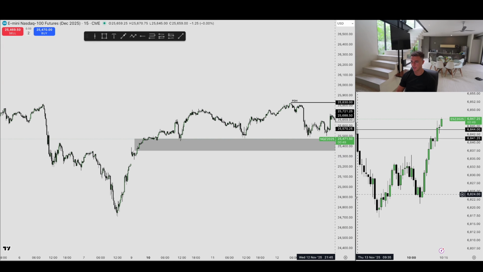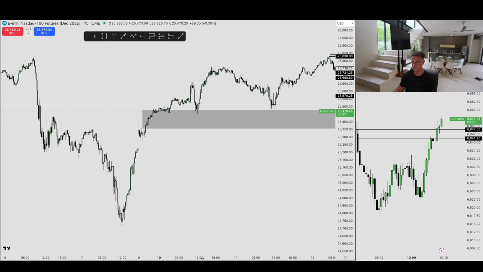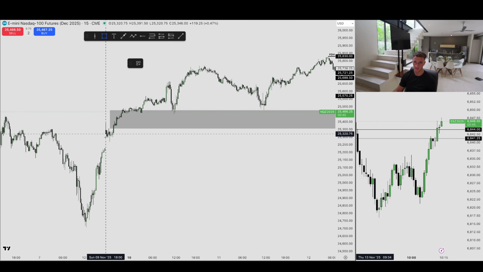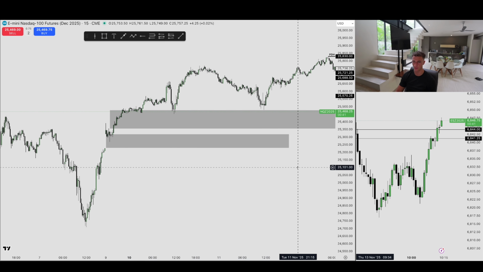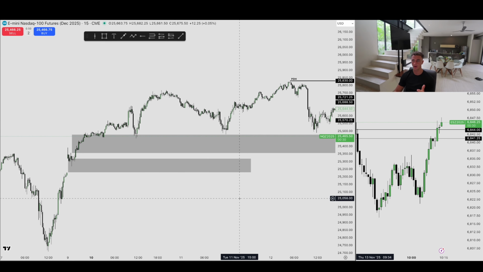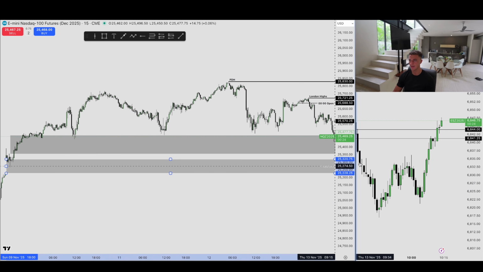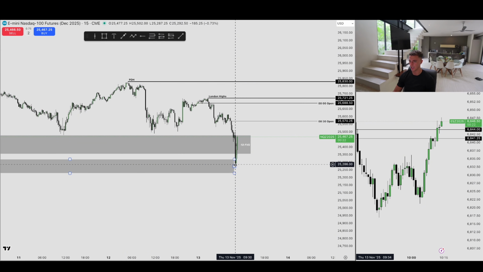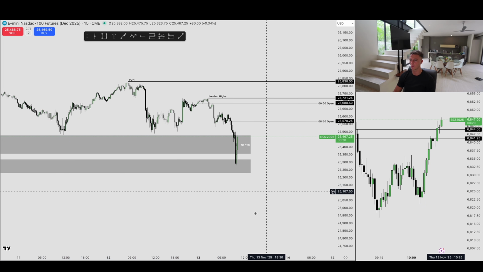You can actually see here, if we zoom in, there is a small little gap or inefficiency, which we like to call a new week opening gap. For those that don't really know what a new week opening gap is, it's the difference between Friday's closing price and Sunday's opening price. If the market opens higher or lower, it will usually create a gap, which we call a new week opening gap. And this can act as a huge magnet or draw on liquidity.